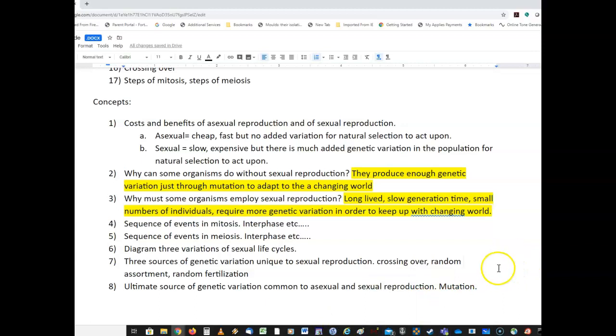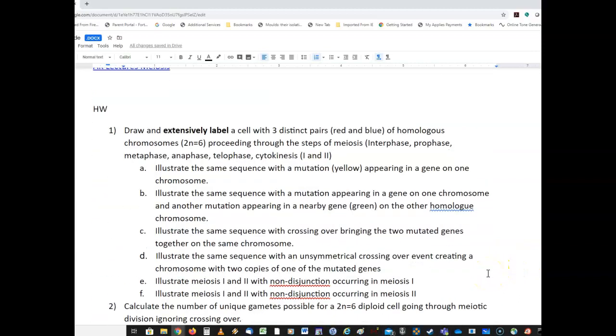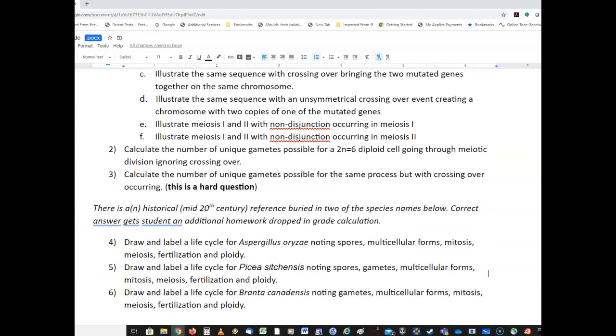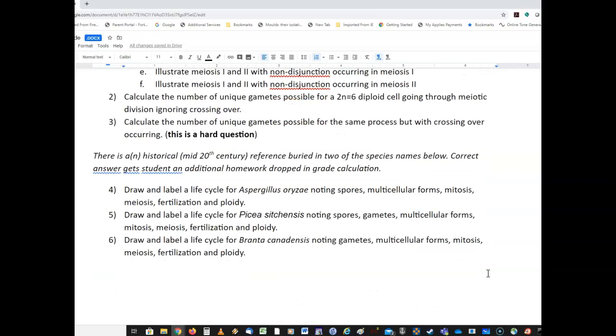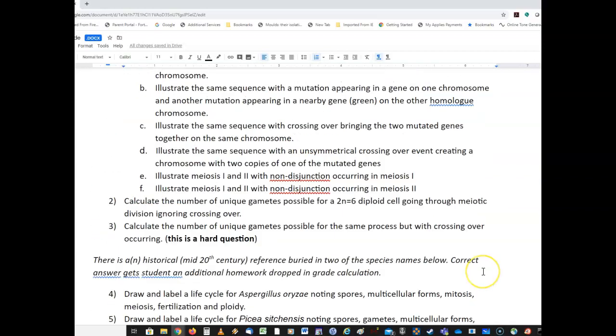All right, so that's our study guide. Here's your homework. It's fairly obvious. This will be handed in before you take the final.